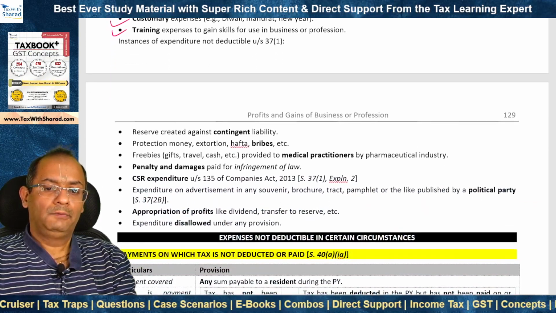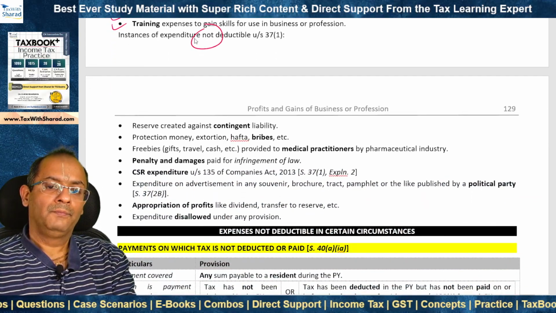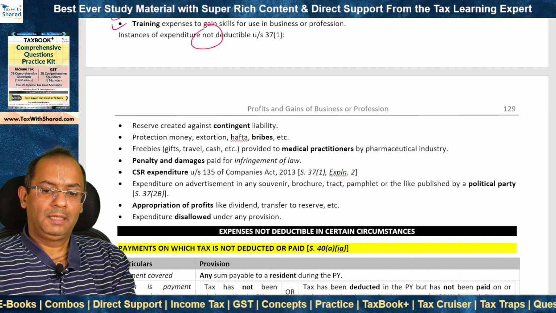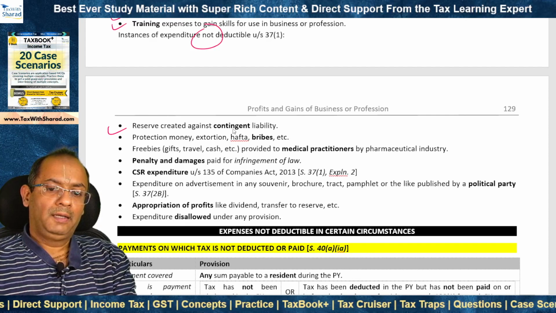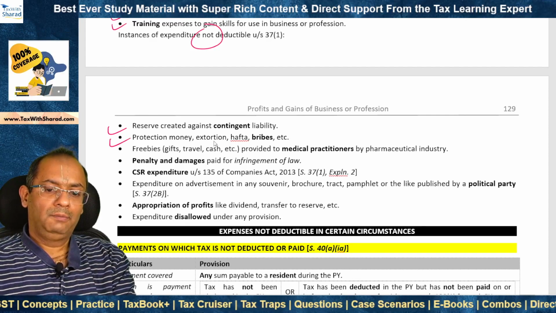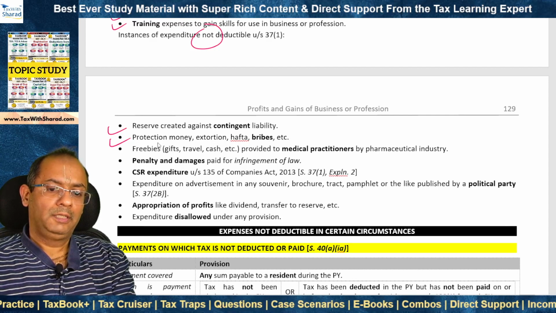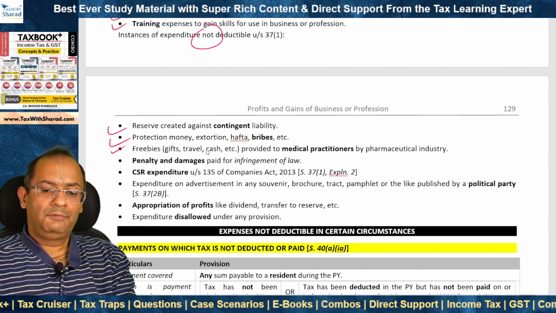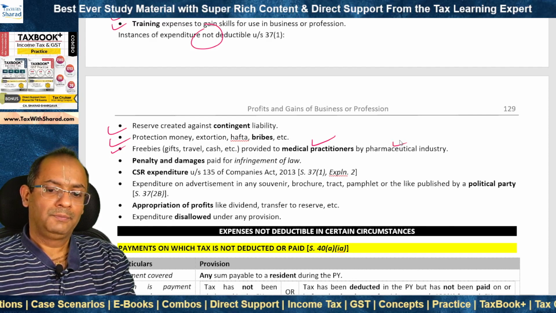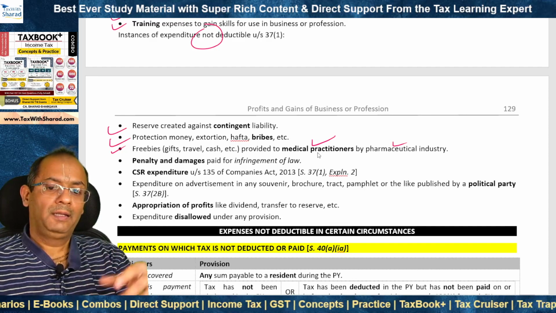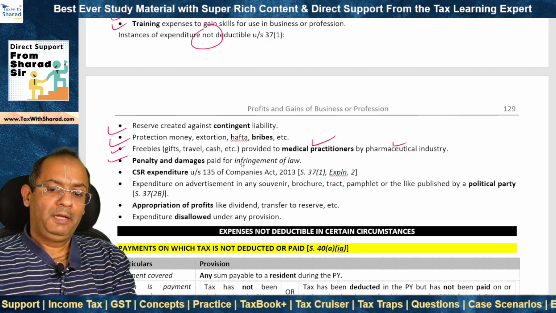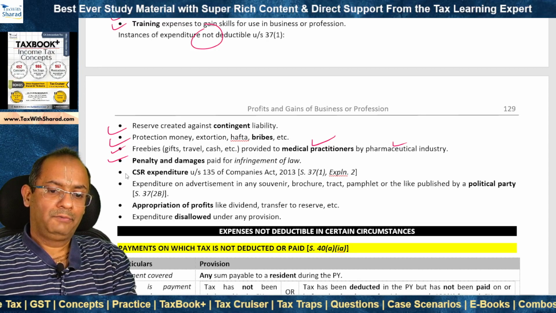We now look at instances of expenditure which are not deductible under 37(1) because one or more of the above said 5 conditions are not satisfied. Reserve created against contingent liability because it is not an expenditure which is incurred. Protection money, extortion, hafta, bribes, all these are offences. Freebies, gifts, travel, cash, etc., which is provided to medical practitioners by the pharma industries. Why? Because acceptance of such benefit is in violation of the Medical Council of India guidelines. Penalty and damages paid for infringement of law, it is an offence.